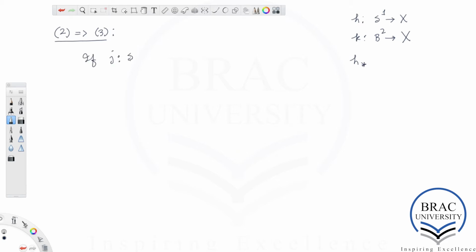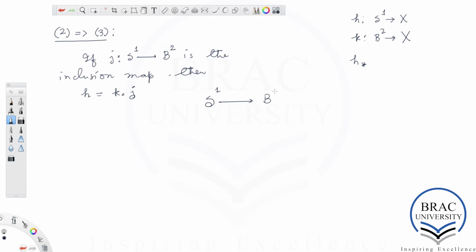If J is the standard inclusion of the unit circle into the unit ball, then H is equal to K composed with J, right? So let me draw this diagram. From S1 to B2 is the inclusion map J, and from B2 to X is the continuous map K, which is the extension of this map H. And then H is the composition of these two maps, K composed with J.